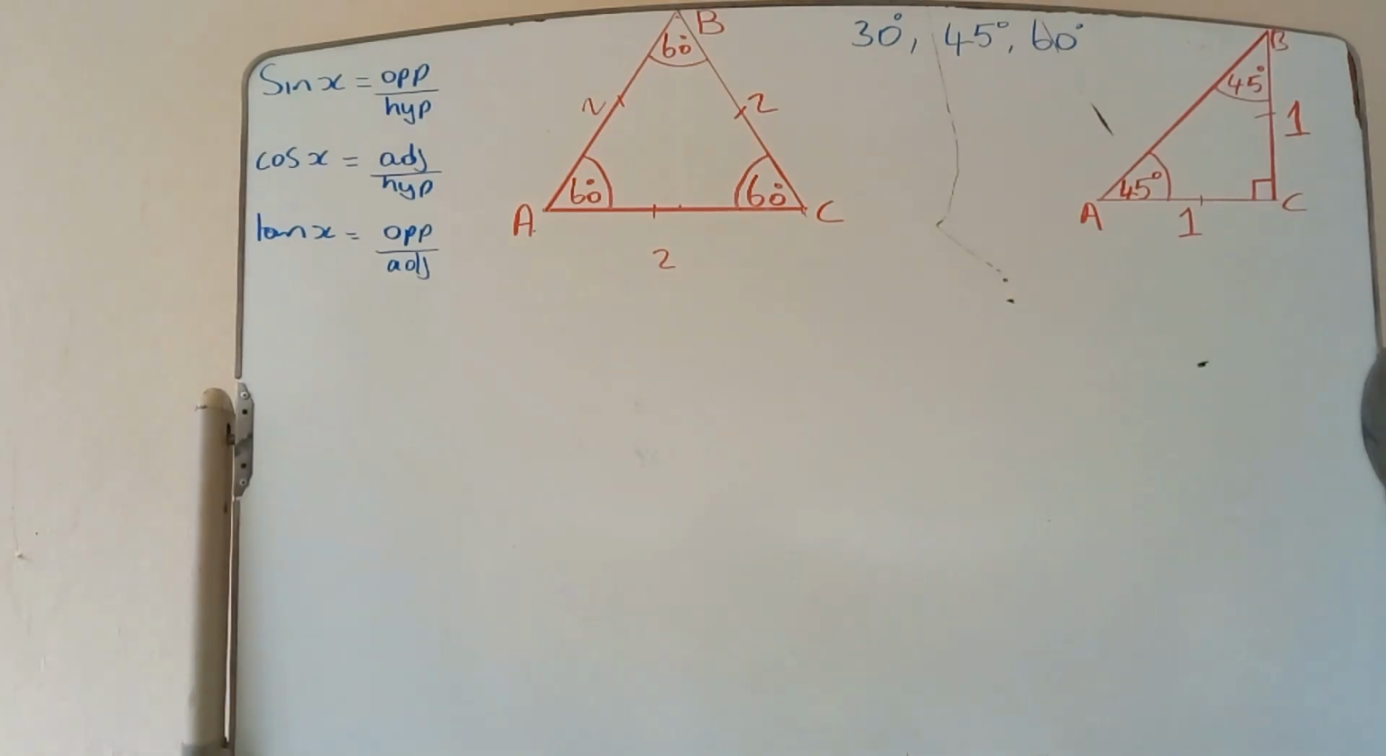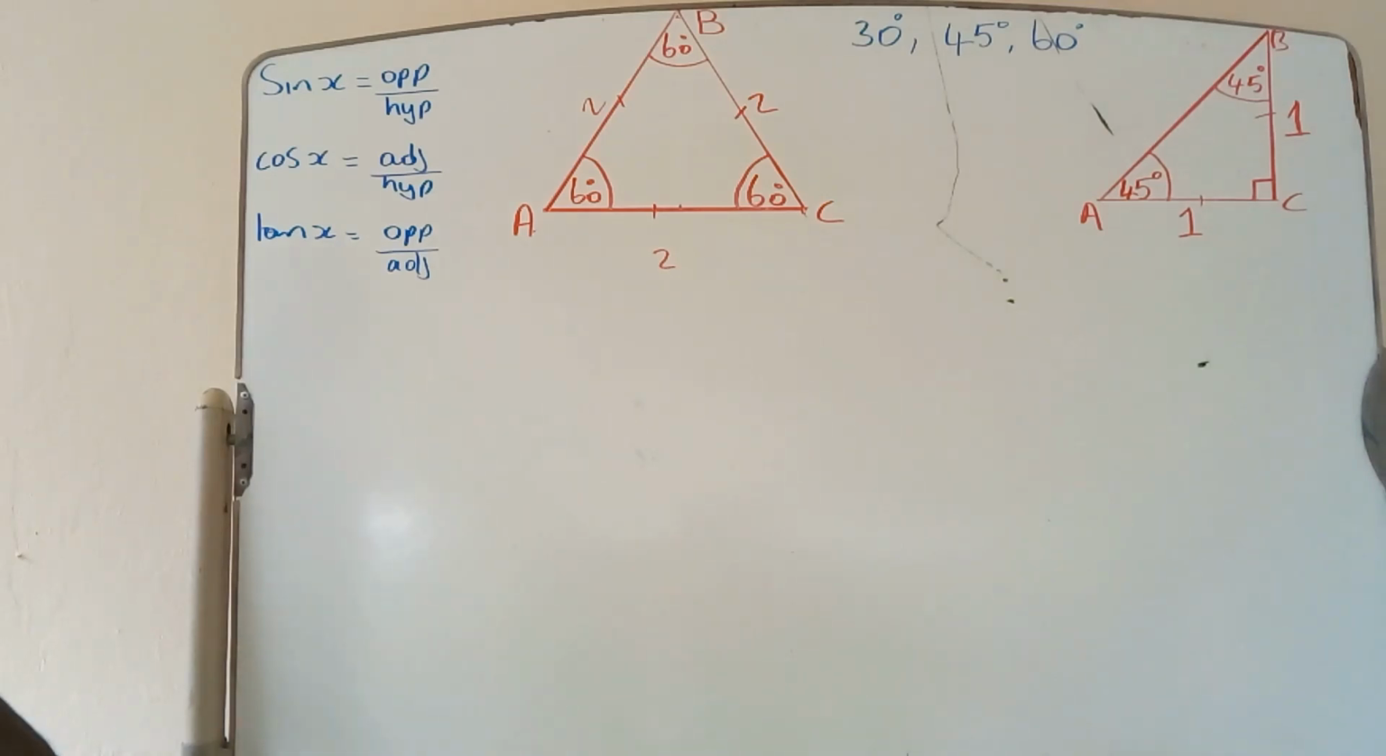Hello everyone, our focus for this video is to be able to calculate the sine of 30 degrees, 45, 60 without the use of a calculator. Also the cosine of 30 degrees, 45 and 60 and the tan of 30 degrees, 45 and 60 without the use of a calculator. Right? And I'm going to show you the technique that you can use in this video.